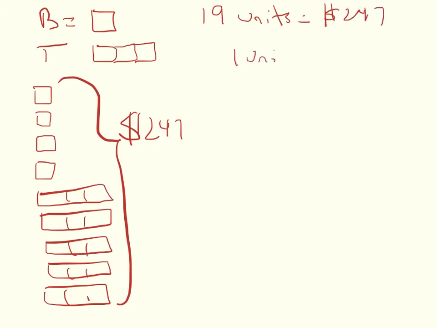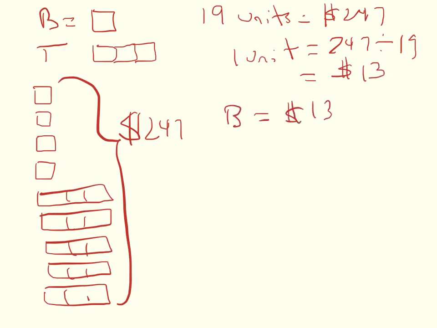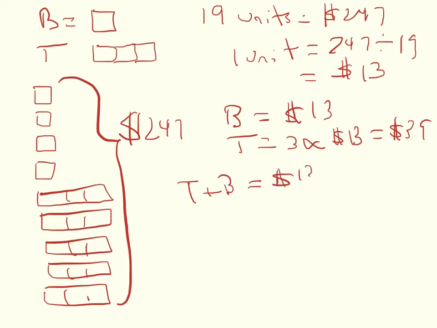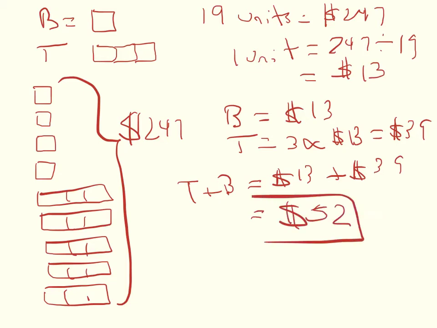1 unit would equal 247 divided by 19, so we get 1 unit is equal to $13. So a belt is $13, a tie is 3 times $13, which is $39. So the total for a tie and a belt is equal to $13 plus $39, which is a total of $52. And that's the answer to the problem.